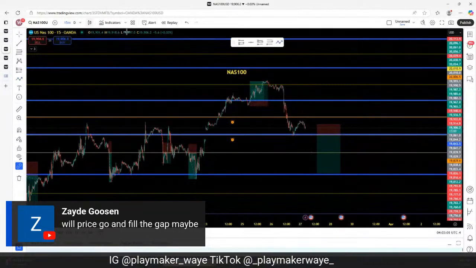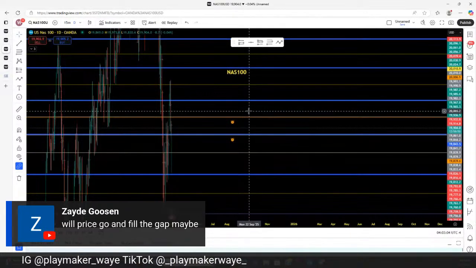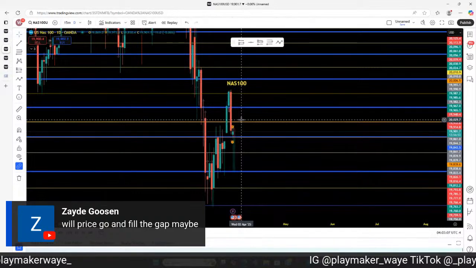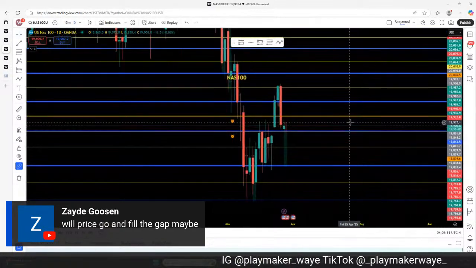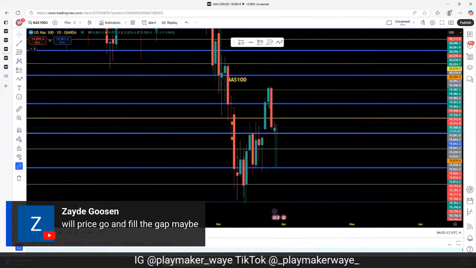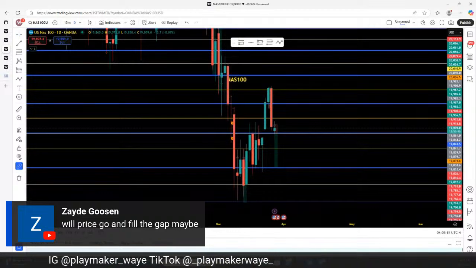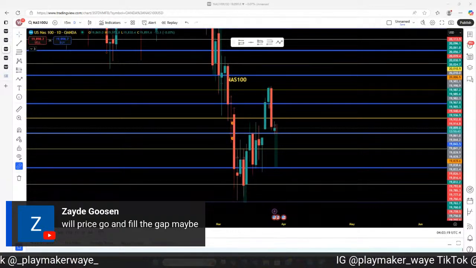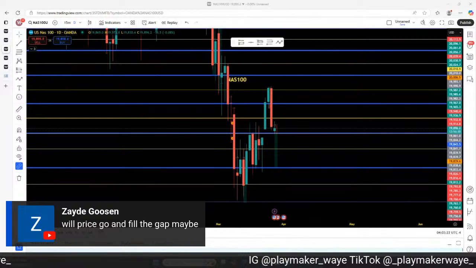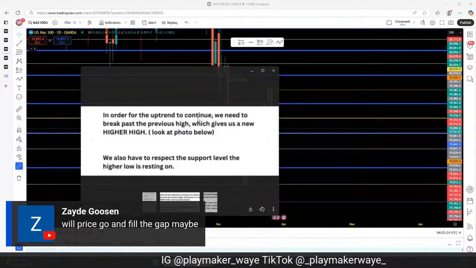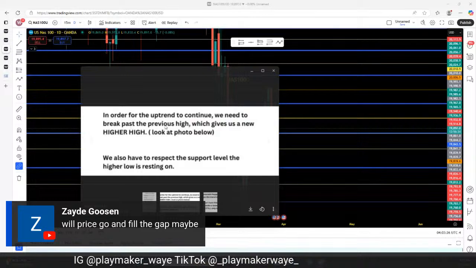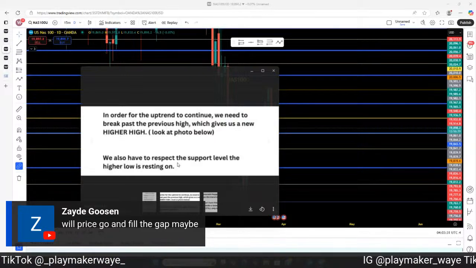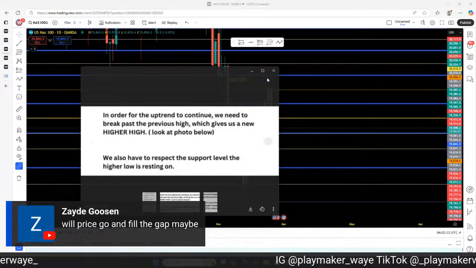Because like we talked about, when we look at the grand scheme of things, we are still technically bullish. Even though we had a nice drop to the downside, we are still technically bullish, right? And why are we still technically bullish? Well, let's go back to this book and let's see what this book says. In order for the uptrend to continue, we need to what? Break past the previous high, which gives us a new higher high. And we also have to respect the support level the higher low is resting on.